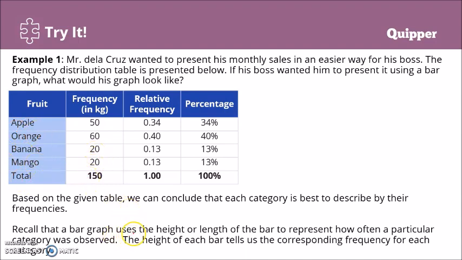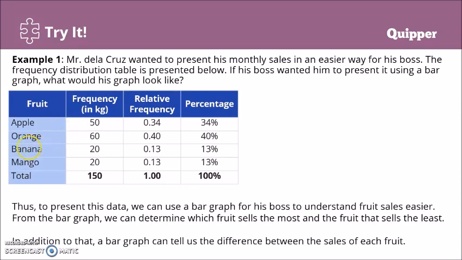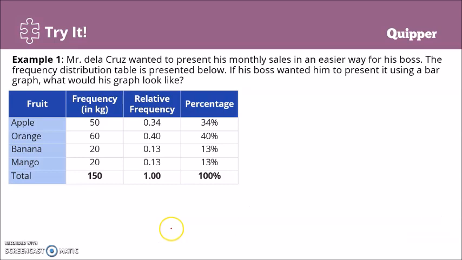Ano? Recall that a bar graph uses the height or length of the bar to represent how often a particular category was observed. So, the height of each bar tells us the corresponding frequency of each category. So, in this kind of data, mas appropriate sa kanya yung bar graph. Thus, to present this data, we can use a bar graph for his boss to understand fruit sales easier.